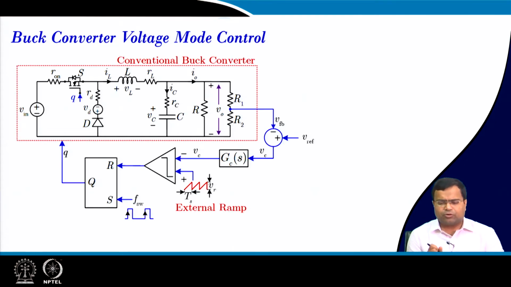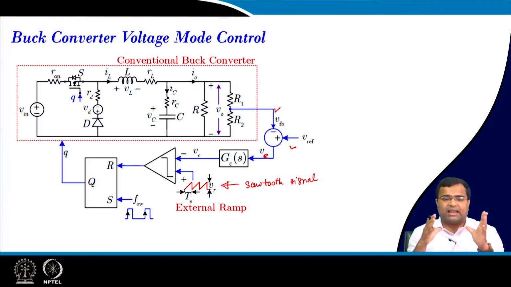Now here I am talking about a basic voltage mode control. In voltage mode control, we have a feedback loop that is compared to the reference voltage, and then the error voltage goes to the compensator, and the output of the compensator is compared with the sawtooth waveform. This is our sawtooth signal, and then the comparator output goes to the latch circuit.